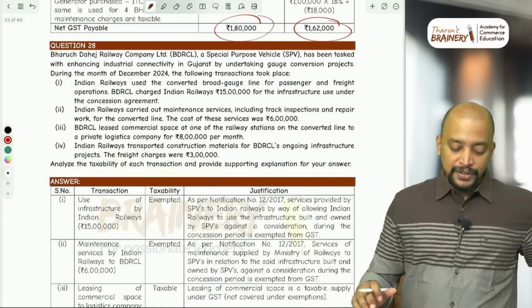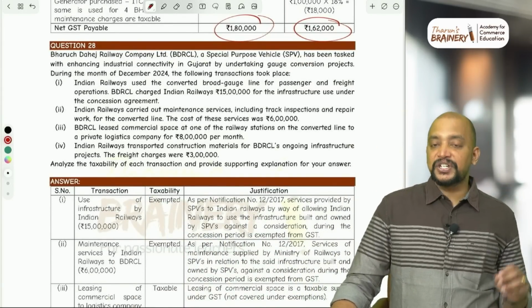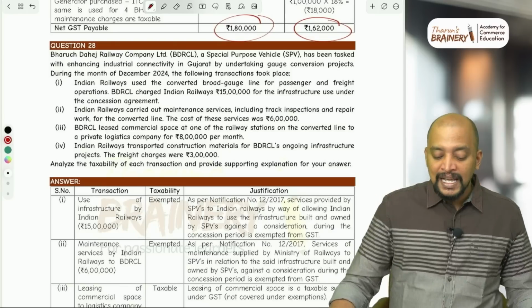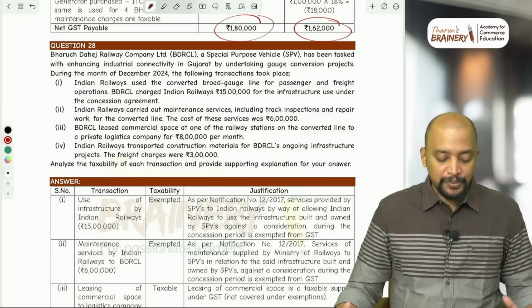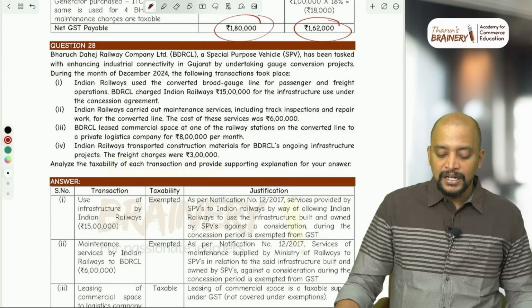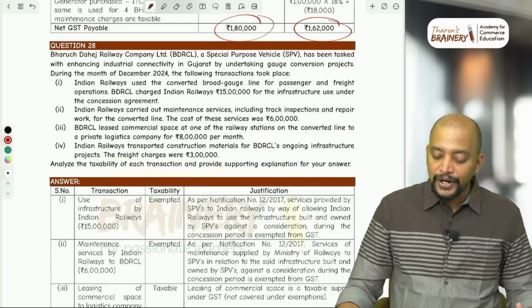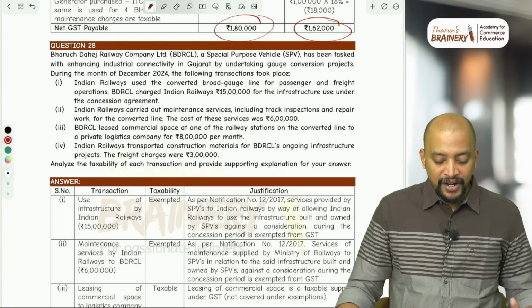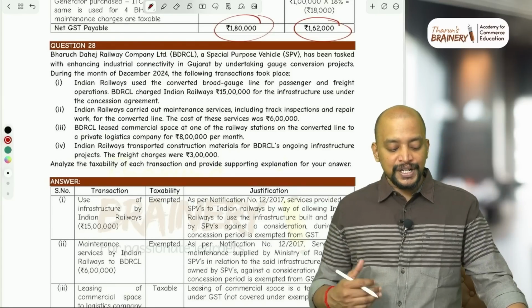Now question number 28. So Bharuch Dahej Railway Company Limited, a special purpose vehicle, has been tasked with enhancing industrial connectivity in Gujarat by undertaking gauge conversion projects. During the month of December, the following transaction took place. Indian Railways used the converted broad gauge line for passenger and freight operations. BDRL charged Indian Railways for the infrastructure use under the concession agreement.